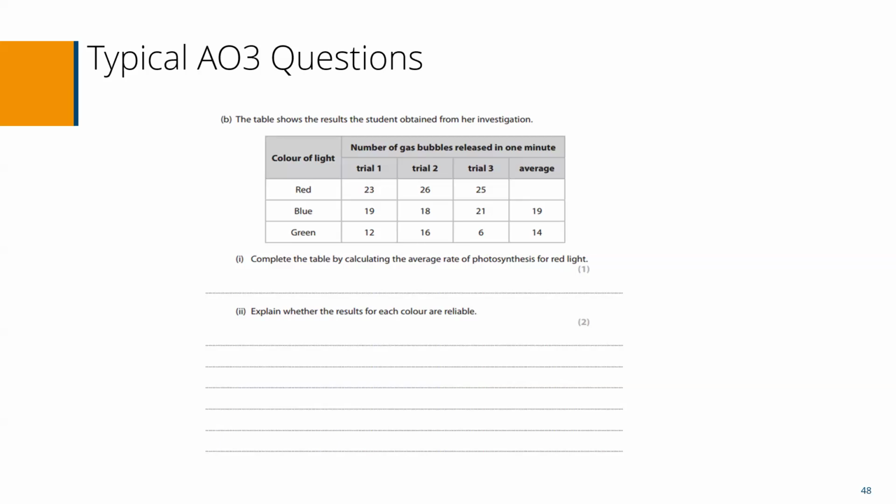reliable? Oh, hang on a minute. How did they get that 14? 14 is 12, 28 divided by, so they ignored that 6 to get the 14, right? That's what this question's all about. So green is not reliable. Why? Because in trial 3, the result was so far out, I missed it out in terms of my average. So you can drill in like that with this type of AO3 question.